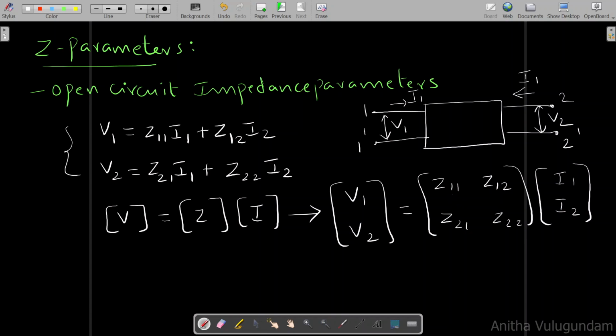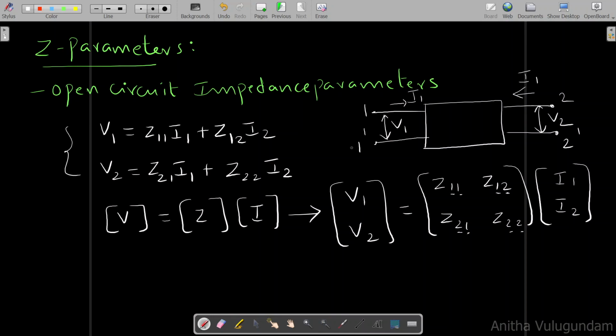The numbering has been given like this: Z11 is first row, first column, and Z12 is first row, second column. Z21 is second row, first column. This is second row, second column. Z parameters are also called open circuit impedance parameters. This is how we can represent a two-port network.